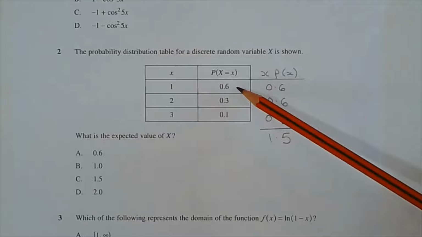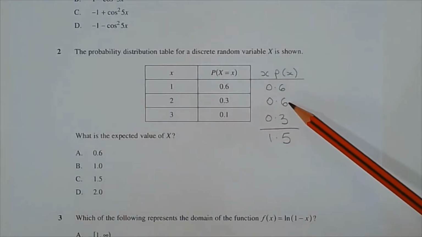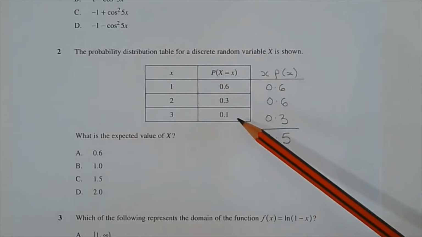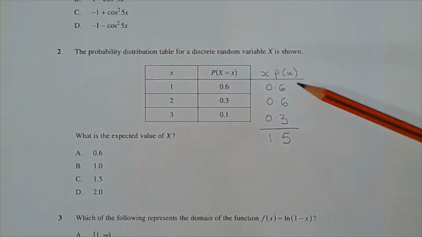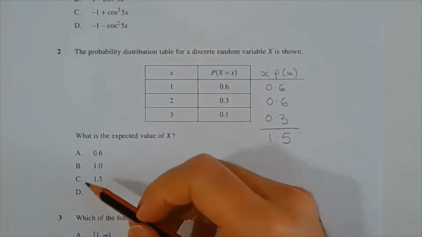So 1 multiplied by 0.6 is 0.6. 2 multiplied by 0.3 is equal to 0.6. And 3 multiplied by 0.1 is 0.3. Then we take the sum of that column, and that's equal to 1.5. Therefore, the answer is option C.